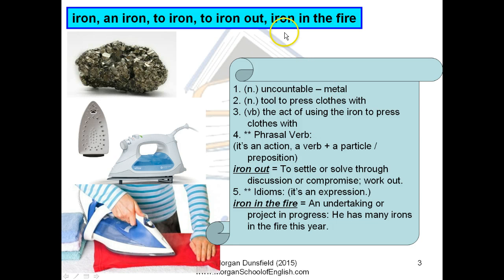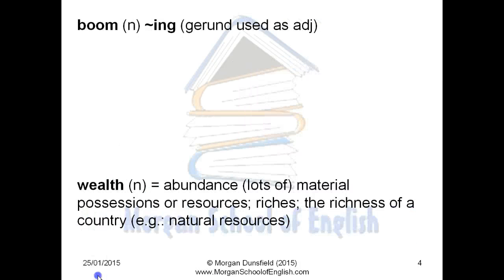Now let's take a look at the next item. Iron in the fire. Now this is an expression. An expression is not a verb. An iron in the fire means an undertaking or a project that is in progress. For example, he has many irons in the fire this year. It means that he's got a lot of projects going on at the same time.